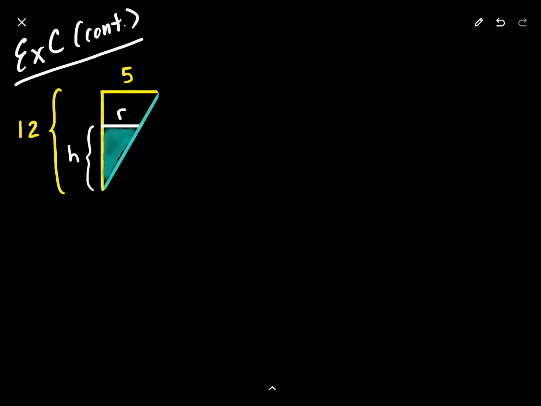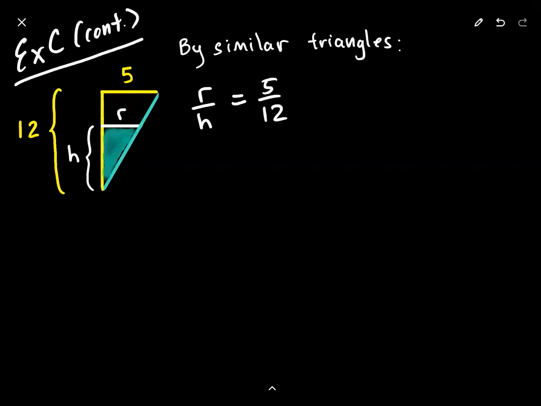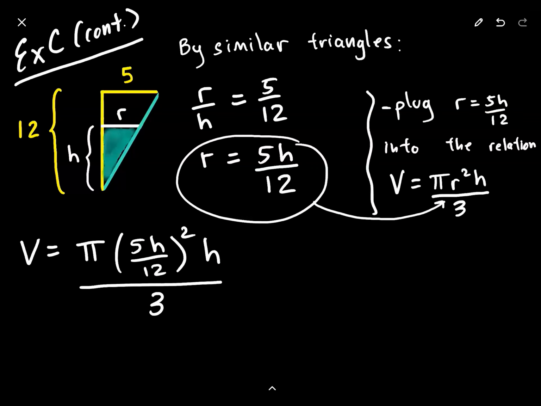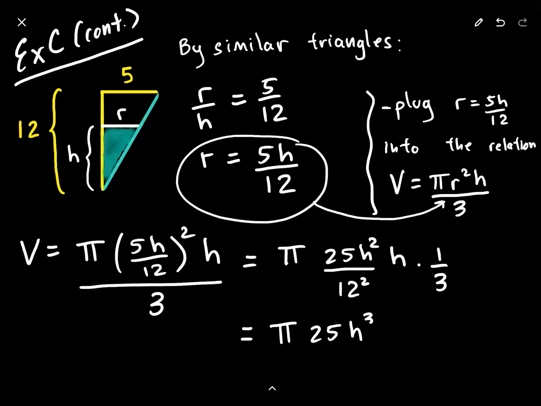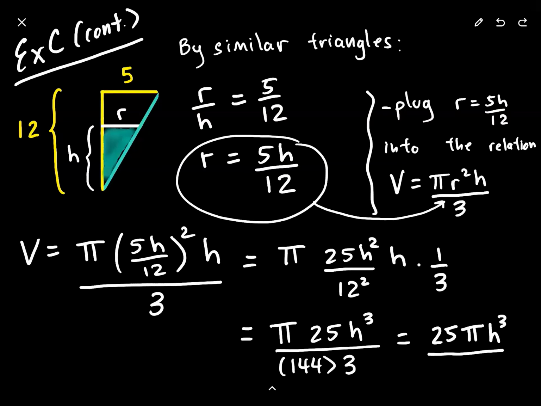Because there are similar triangles, the ratio of the corresponding sides will be equal. So in this picture, r over h will be equal to 5 over 12. So we can use this to rewrite r. r will be 5h over 12. So now we have a relation between only V and h, so we'll just simplify. On top, I will distribute the square to all the terms in the bracket, and then to divide by 3, I will multiply by the reciprocal 1/3. h squared times h will be h cubed over 144 times 3. So V will be equal to 25 pi h cubed over 432.